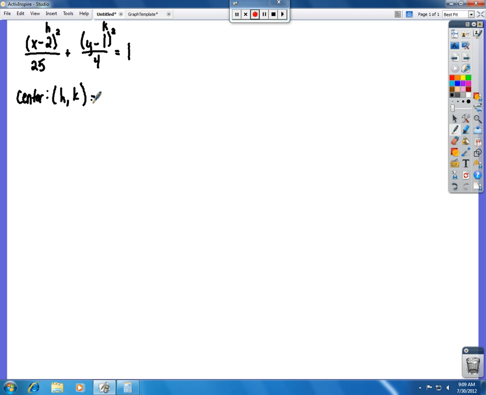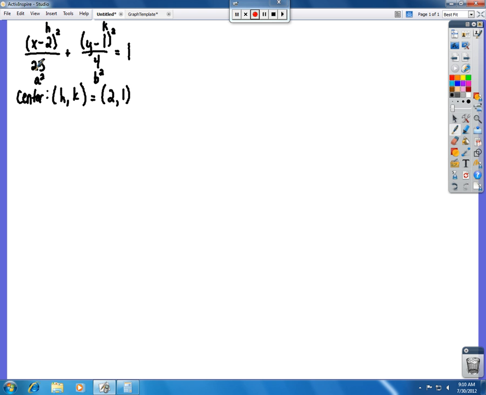So for this problem, our center, since that's negative, h is positive 2. Since that's negative, k is positive 1. So there's our center. And now we need to identify a and b. And again, a is always the larger of the two values here. So this one right here is a squared, since that's the larger, and that one's b squared.